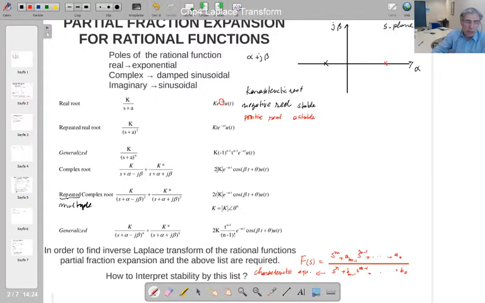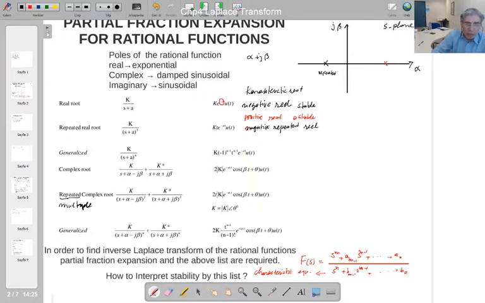So if it is a repeated root, real, negative real, repeated, negative, maybe I write it out: negative, repeated, real. So that was repeated. If this one is repeated, I am talking about this, isn't it? This is single, that's the repeated one.